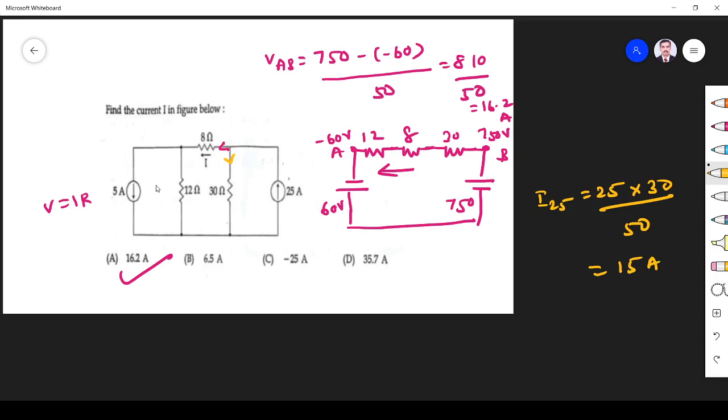I have to find the total current, so 15 ampere is flowing. Due to this 5 ampere, there must be some current flow, which will add with this. So the result will be greater than 15. So this won't be the answer, and this won't be an answer. 35.7 cannot be the answer because the total current in the circuit itself is 25 plus 5. Even if these two are added, the result will not go beyond 30. So this is also not an answer. So the answer is 16.2 only. Simple.